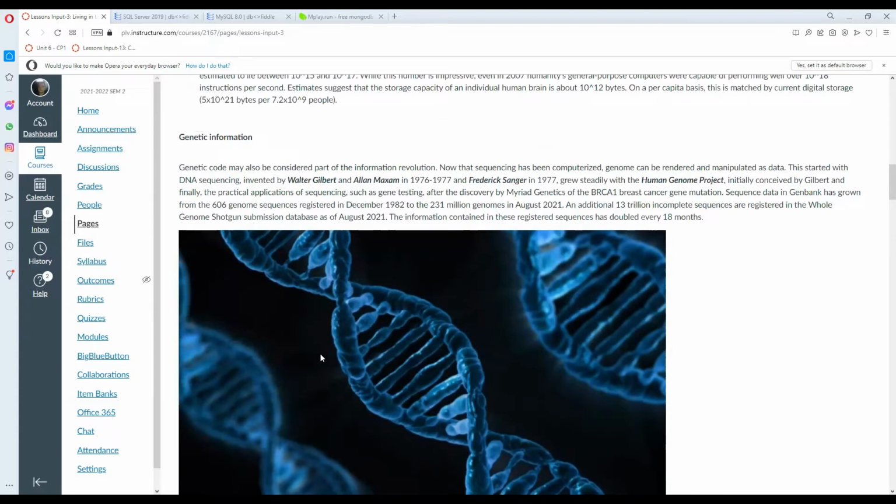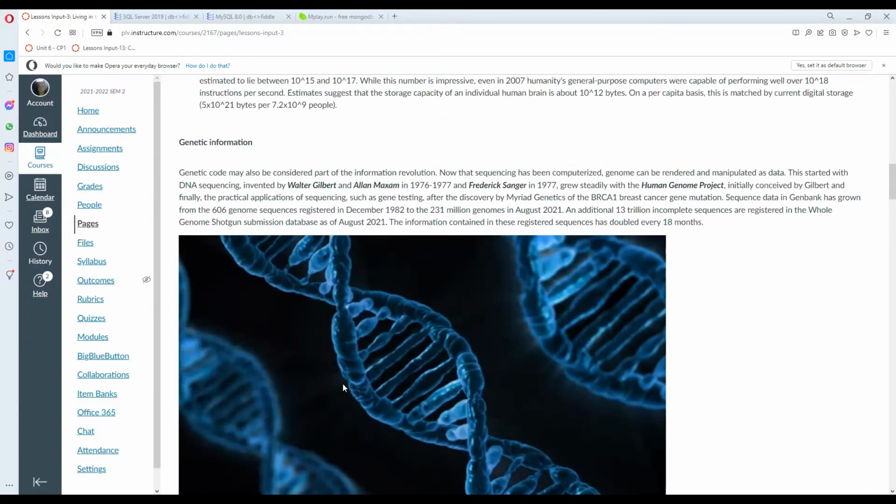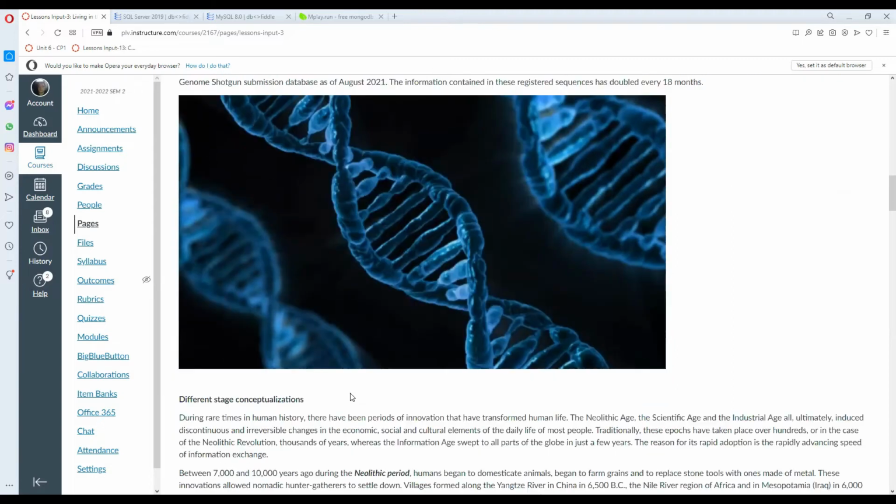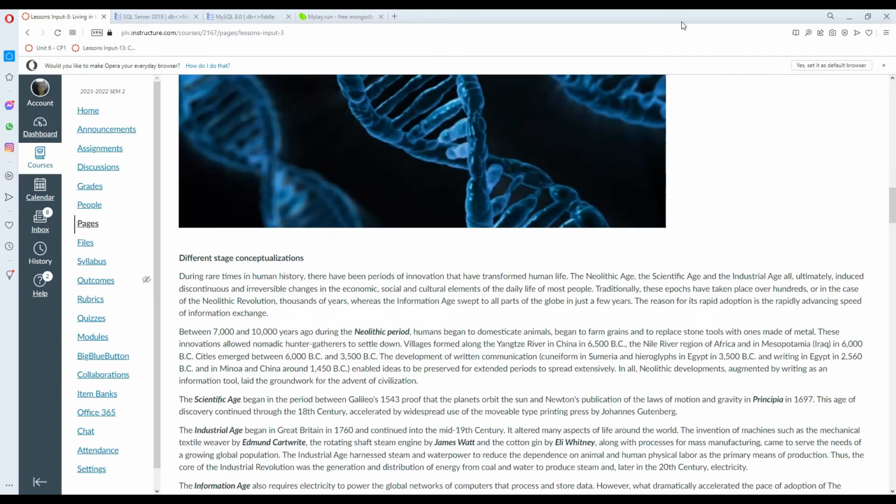So imagine even the genetic code of different living beings is considered a part of the information revolution, which helps in bringing about the computer age.